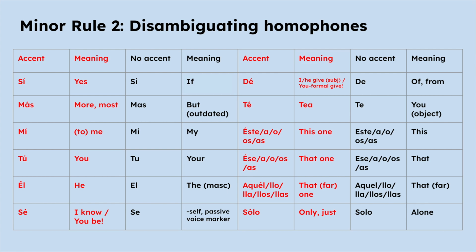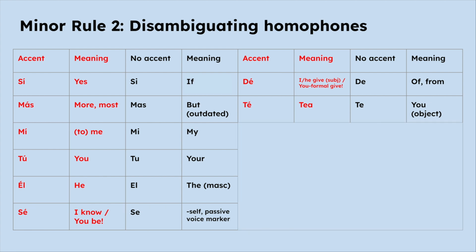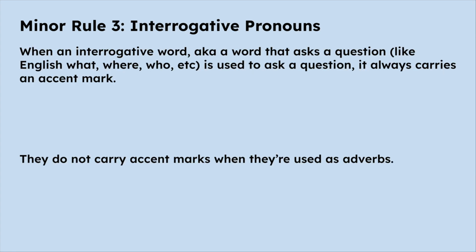And you don't have to worry about the last 4 because the 2010 updates to Spanish spelling, or 2010 patch notes for Spanish, I guess, they eliminated the accent forms for these words. So it's really just these. Más, which means more or most, versus mas without the accent, which is an outdated word for but. Like tú with the accent meaning you, tu without meaning your. Now, some of these are pretty rare. For example, you don't see the accented form of dé a lot. It's like the subjunctive form for dar, and you don't really see it that much, but still, just know these. It's not a lot. You just have to know these 8. Feel free to take a screenshot if you want to. So yeah, that's it for rule number 2.